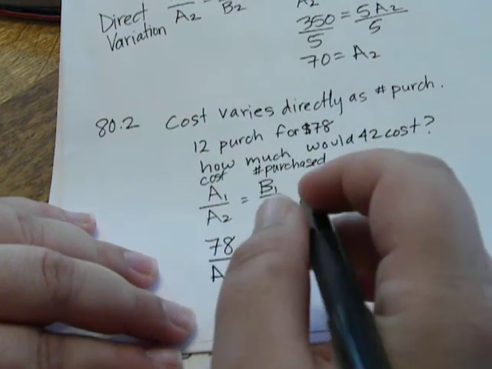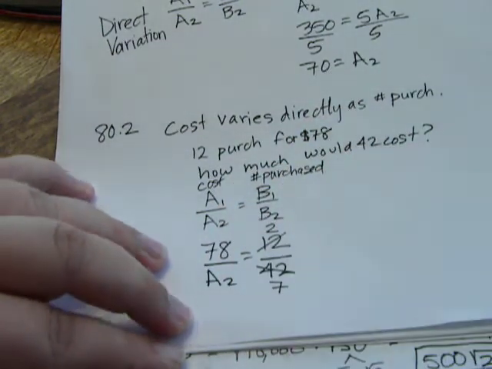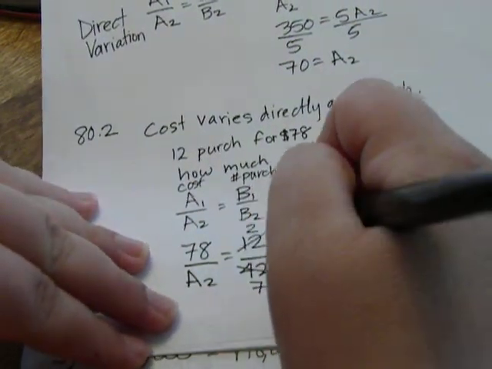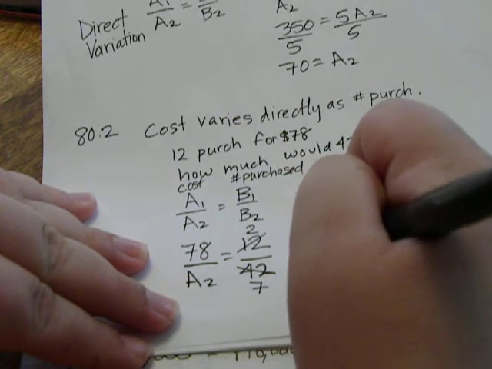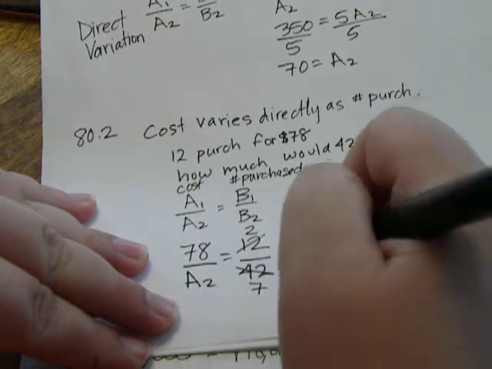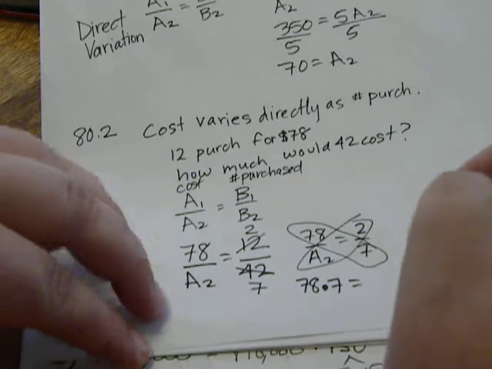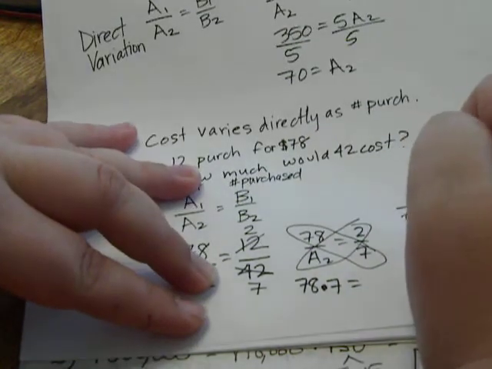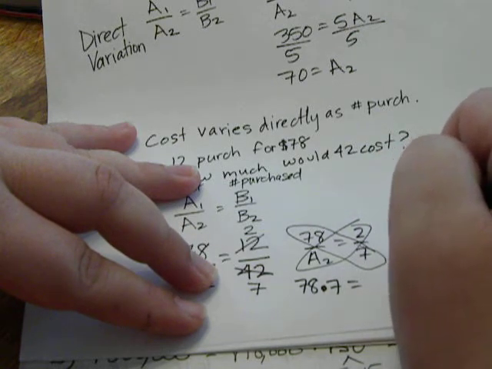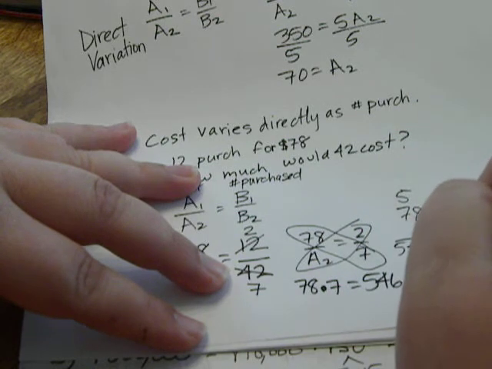I think that's what I'm leaning towards. I know that 6 goes into 12 twice and 6 goes into 42 7 times. So I'm just going to do that really quick and reduce that fraction. So I get 78 is to A2 as 2 is to 7. Then we'll go ahead and cross multiply. So 78 times 7, let's see, 78 times 7 is 546 equals 2 times a sub 2.